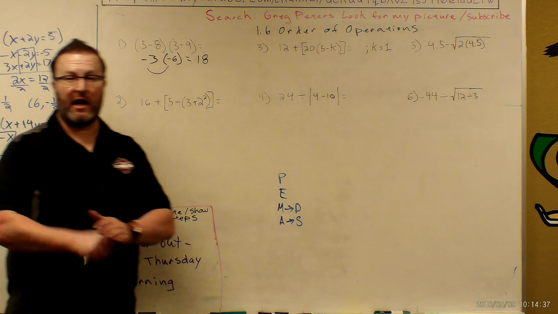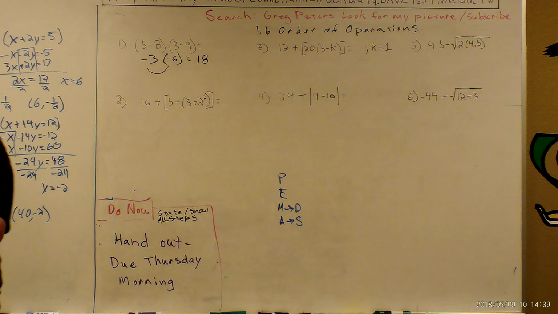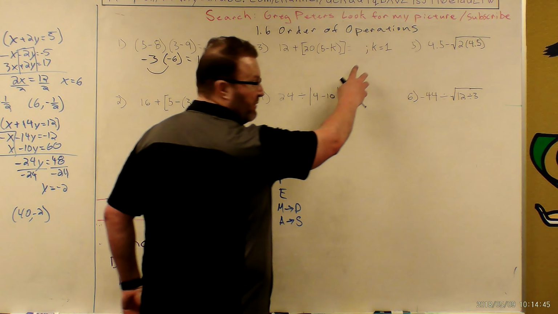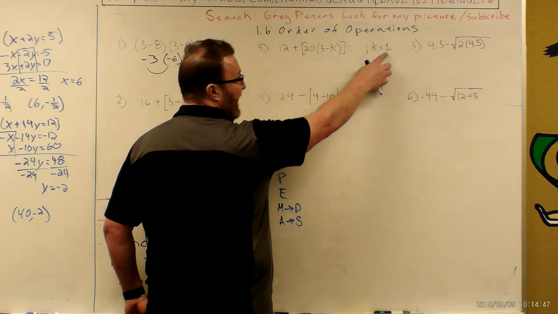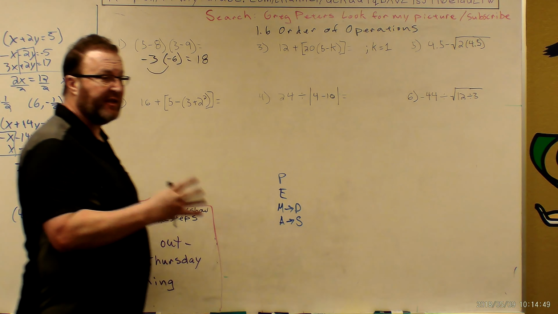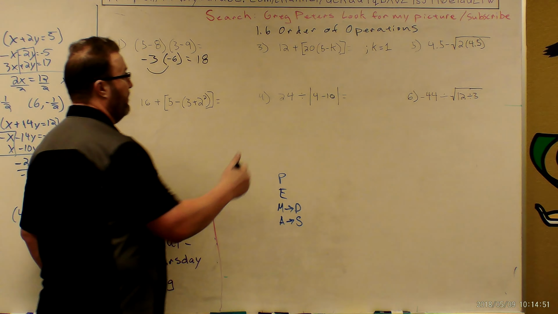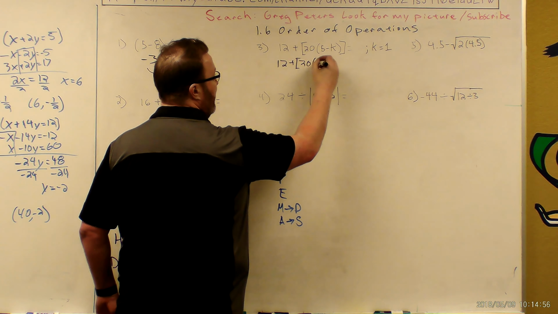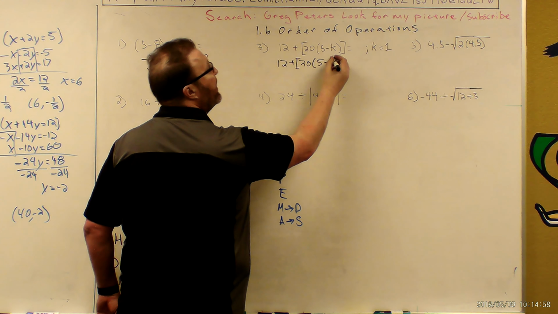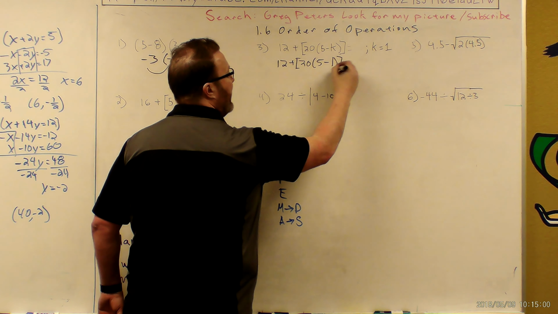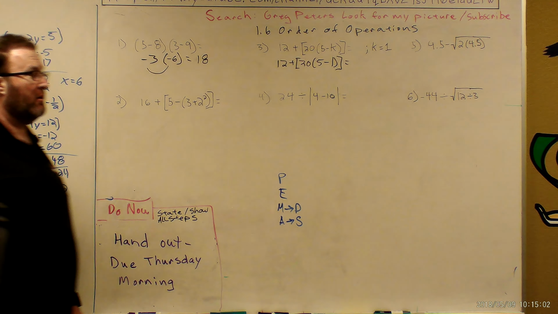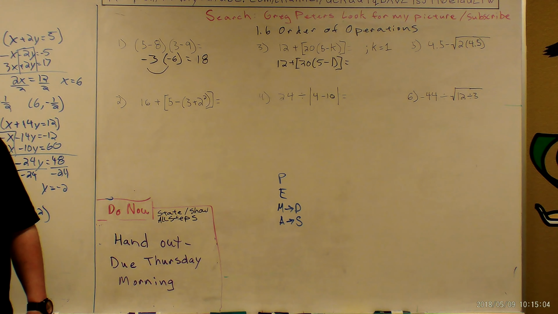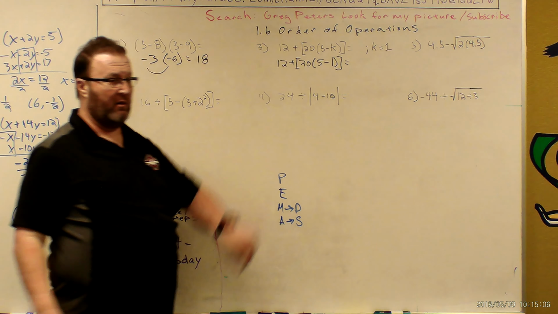Okay, this one's kind of a little tougher, right? The very first thing we want to do in this problem is substitute. That's what this colon means. This colon means that k equals 1. So the very first thing we're going to do is rewrite the problem. So 12 plus, put it in your brackets, 25 minus 1, bracket, equals. All I did was put the 1 in there. I just replaced the k with 1.